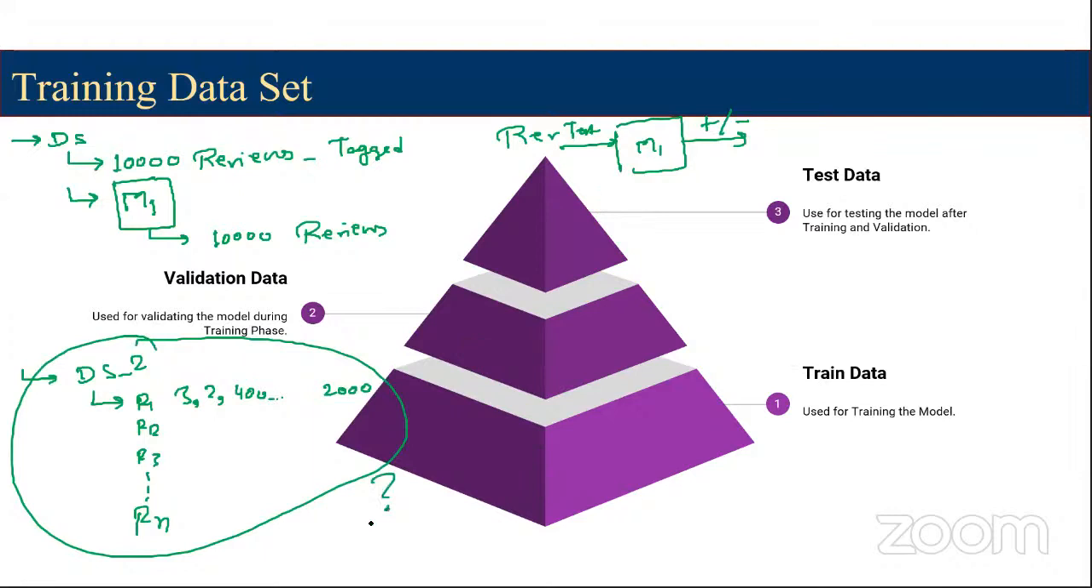Guys, my question is simple. Here we have DS2, data set 2. In data set 2, we have multiple records, and all these records are about property features, and then we have a property price. So if we have trained a model M1 for predicting sentiment of a review, can we use this second data set for evaluating this model M1? Yes or no? No, of course not, because there is no relation, right?